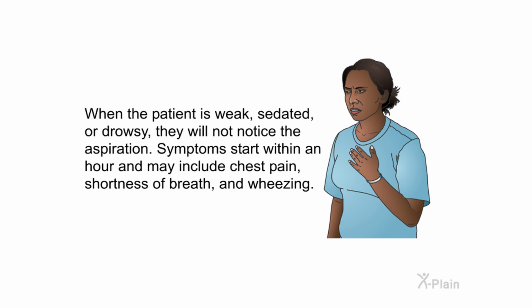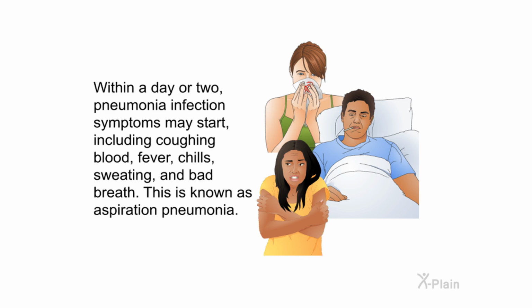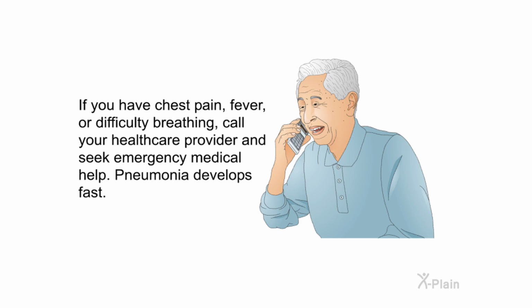Symptoms start within an hour and may include chest pain, shortness of breath, and wheezing. Within a day or two, pneumonia infection symptoms may start, including coughing blood, fever, chills, sweating, and bad breath. This is known as aspiration pneumonia. If you have chest pain, fever, or difficulty breathing, call your healthcare provider and seek emergency medical help. Pneumonia develops fast.